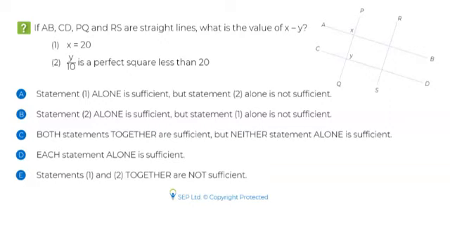Hey everyone. Let's start analyzing this question by looking at the diagram and the question stem, and let's see if we can refrain ourselves from making any unnecessary assumptions and solving the question in the right way. So let's get started. In this question, it's given that AB, CD, PQ and RS are straight lines, and we need to find out the value of x minus y.